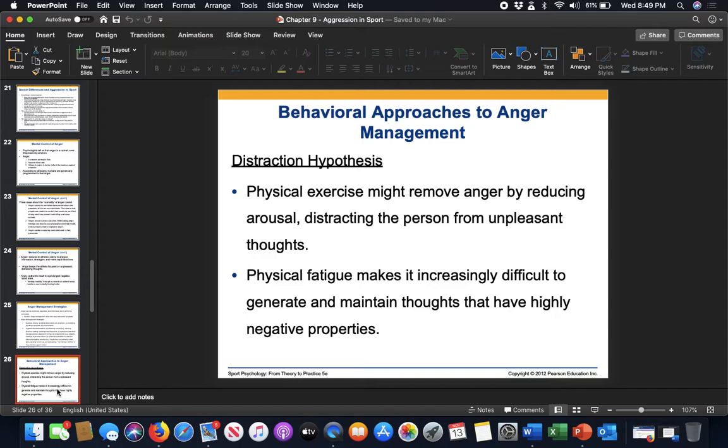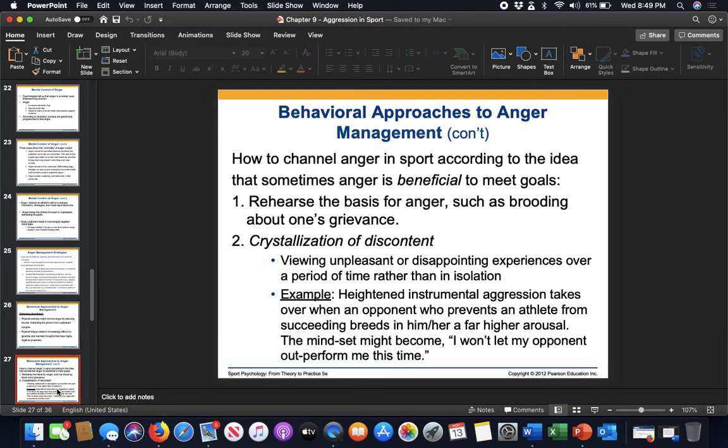Well, and that's the same thing. If we can de-stress ourselves, we can de-angerize ourselves, if you really want to use a non-existent word. All right. So, there are some behavioral approaches that we can look at it from. We already talked about it, but some of these things are a little bit like rehearsing the basis for anger. People talk about rehearsal, and trying to replay everything that happens.